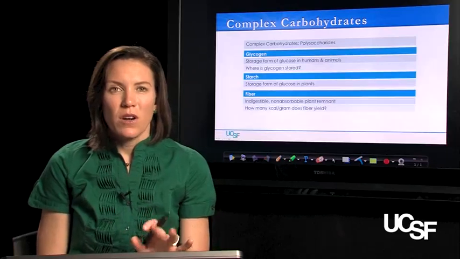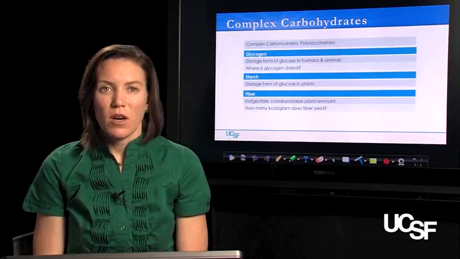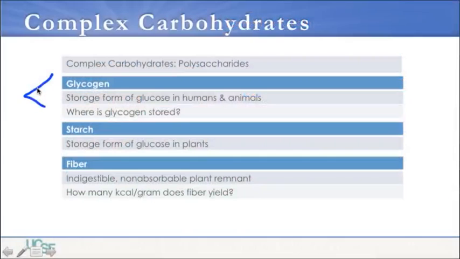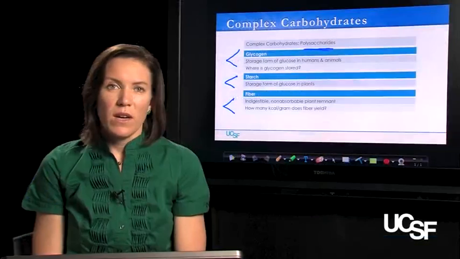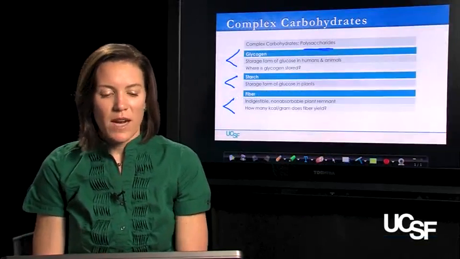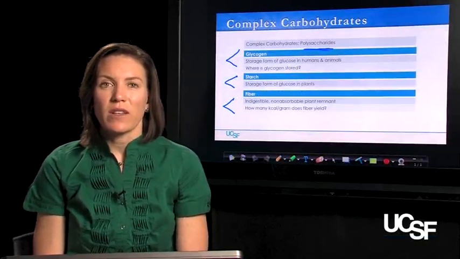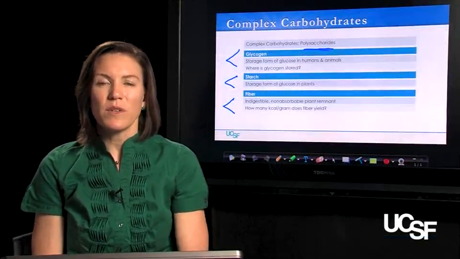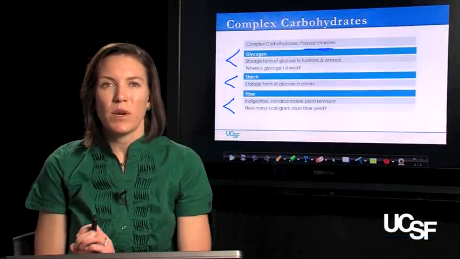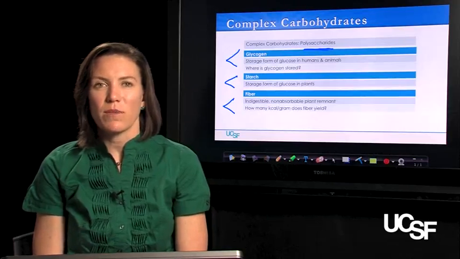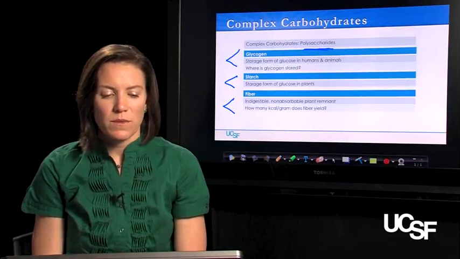So our simple carbs are our monosaccharides and our disaccharides. Our complex carbs, there's 3 of them: glycogen, starch, and fiber. And together we refer to the complex carbohydrates as polysaccharides. Poly means many. Glycogen is the storage form of glucose in humans and animals. We are a human, or a type of animal perhaps, and we store glycogen in our liver and in our muscles. So if you weren't to eat for a very long period of time, your body would break down the glycogen in your liver and your muscles to some degree to give you some glucose.